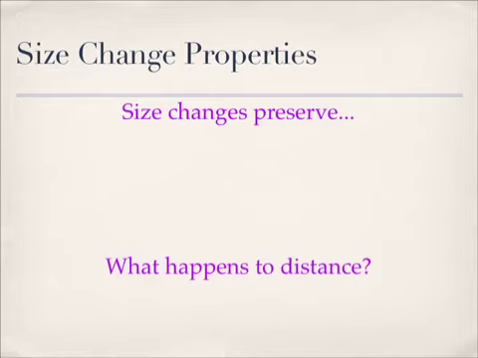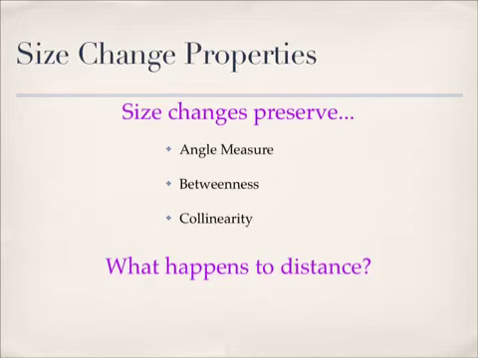When you do a size change, almost all of those things are still preserved. A size change, remember, is going to be making something bigger or smaller. When you do that proportionally, which is what a size change is, angle measure is preserved, betweenness is preserved, and collinearity is still preserved. The only thing that's not preserved is distance, which makes sense, right?